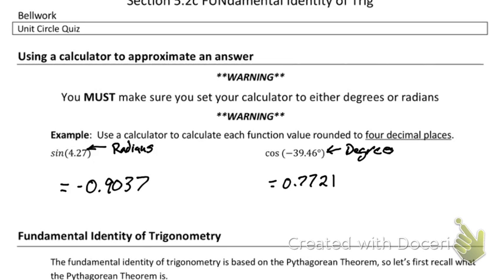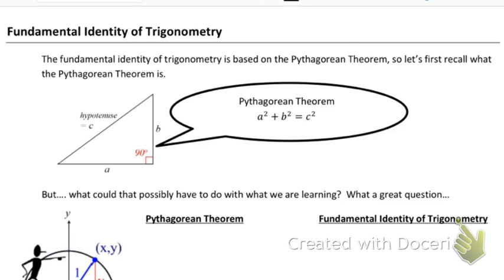Just big thing is make sure if you're in radians, you're in radian mode. If you're in degrees, you're using degree modes. It will be forgotten, but I'll keep reminding you. All right, fundamental identity of trigonometry. Fundamental identity of trigonometry relies on this thing called the Pythagorean theorem.